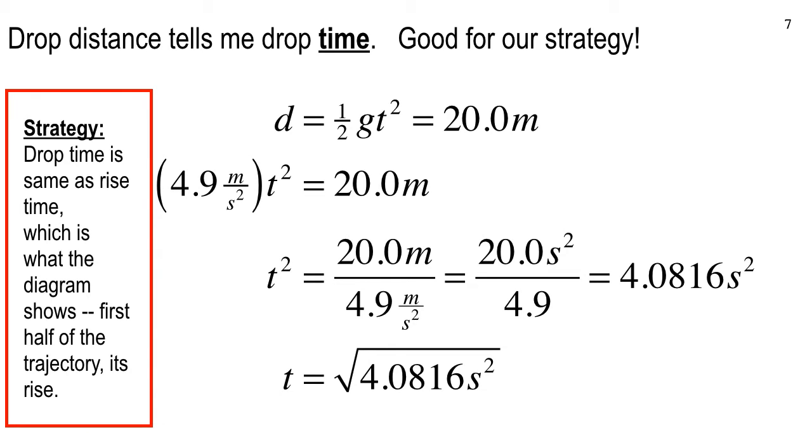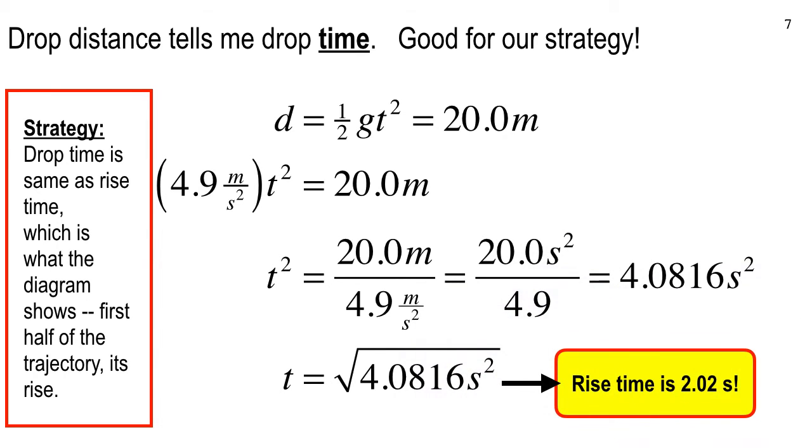So you do the square root, and you work that out. Who's got an answer for me? It's the square root of a number pretty close to 4. So the square root of 4 is 2. So my answer better be close to 2. And yeah, rise time 2.02 seconds to the nearest hundredth of a second. That's good enough for government work.